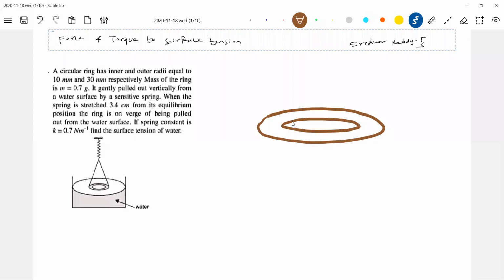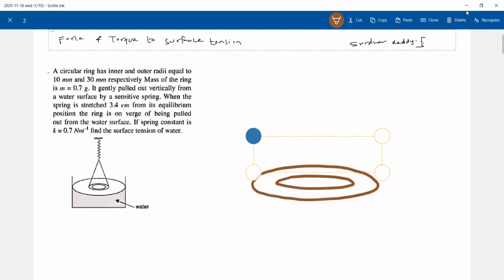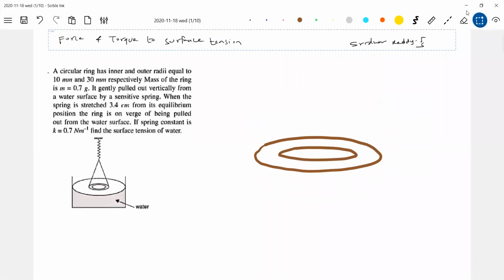so it is like this. Some diagram I'm drawing. So altogether, a spring force will act. Tell me, the weight of the ring will be vertically down, no doubt.